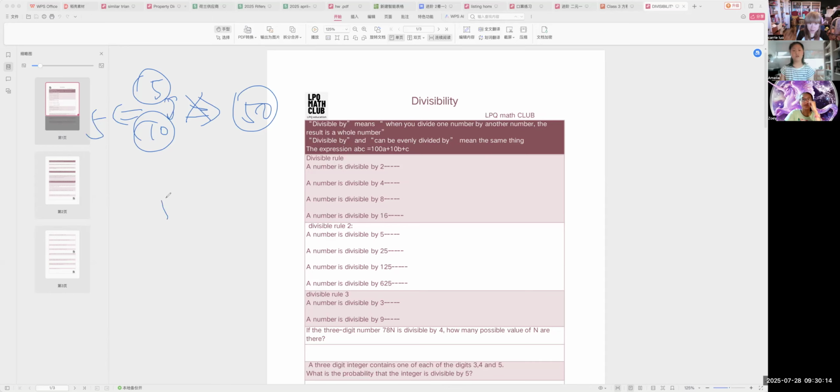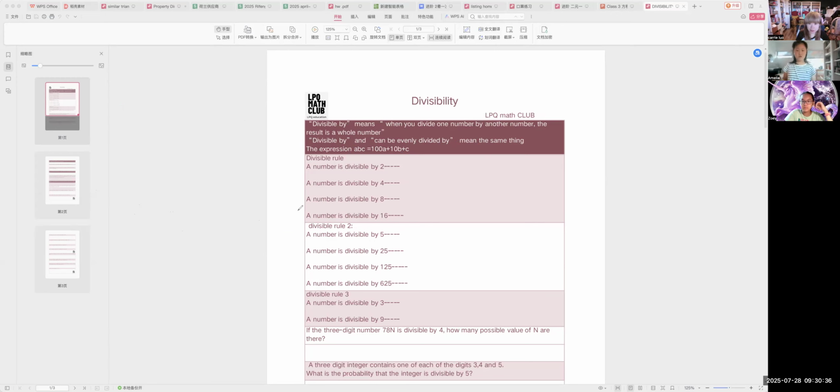But if I said a number is divisible by 5 and a number is divisible by 7, I can immediately say this number can be divisible by what? 35. Because 5 and 7 don't share a common factor. Clear? Yeah. Okay, very good.